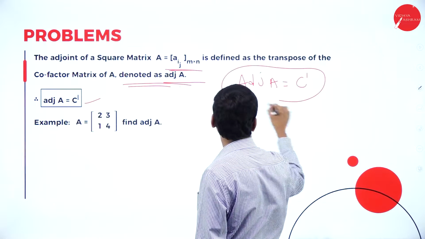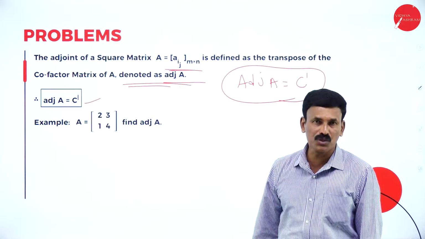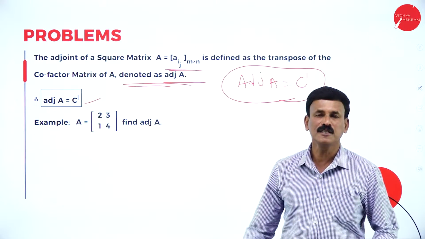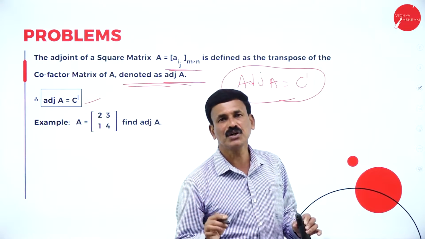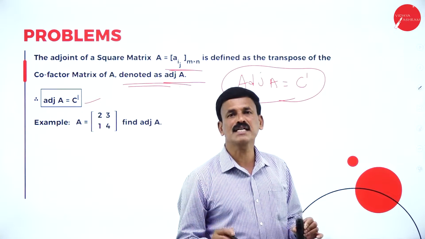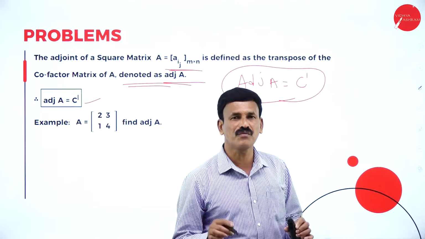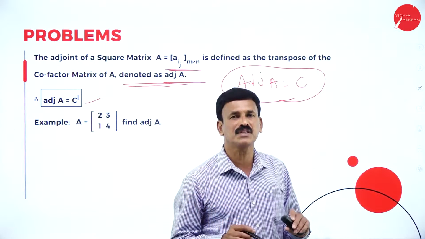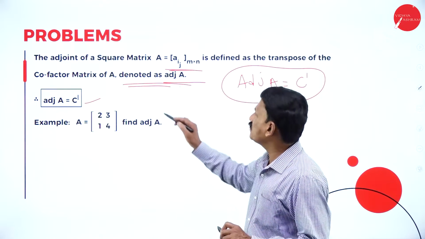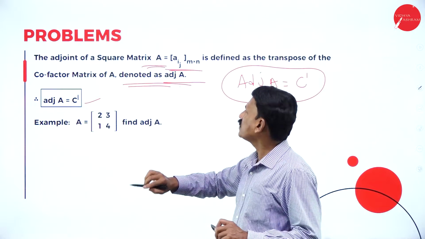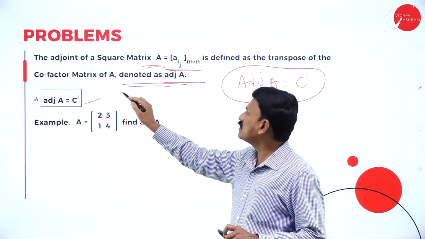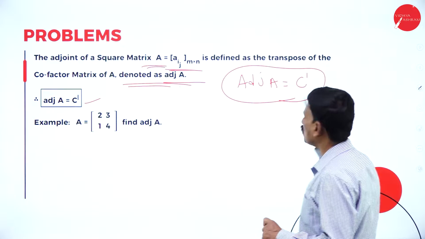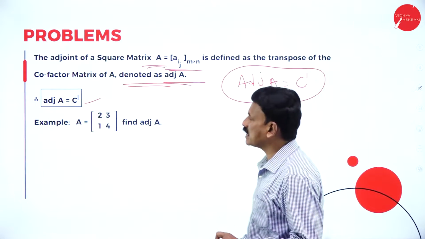What is C dash here? C dash is called the transpose of the cofactor matrix. So, in general, just find out the cofactor matrix and transpose it. The transpose of the cofactor matrix will give the adjoint of the square matrix. So, the adjoint of a square matrix A of the form Aij is given by adjoint of A is equal to C dash. Now, let us take an example.